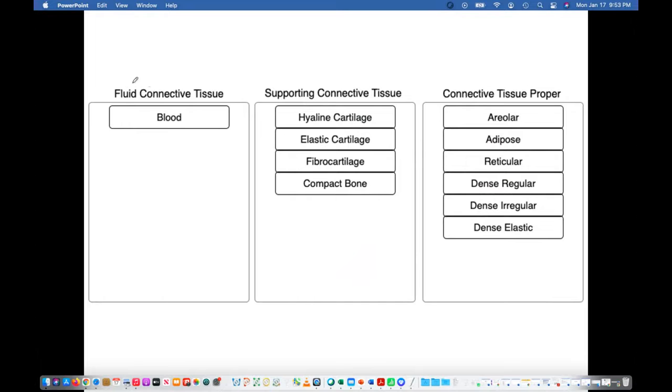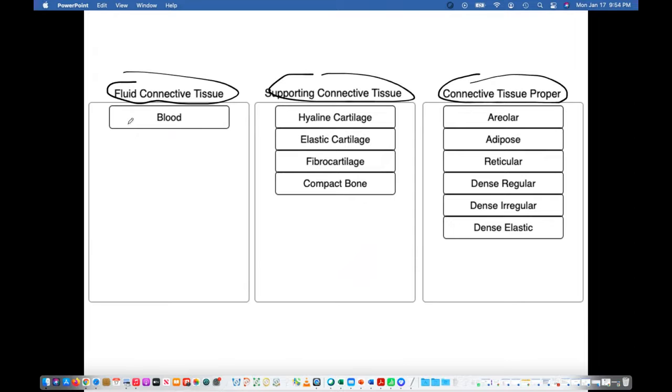Drag and drop once again. So these are the three main categories, right? We have fluid connective tissue, supporting connective tissue, and then connective tissue proper. Under fluid was blood or interstitial fluid or lymph, right? Under supporting, we had cartilage and bone. So these are the three types of cartilage: hyaline, elastic, and fibro. Then there's compact bone and spongy bone. We had areolar, adipose, and reticular. And then there was dense regular, dense irregular, and then elastic for connective tissue proper.